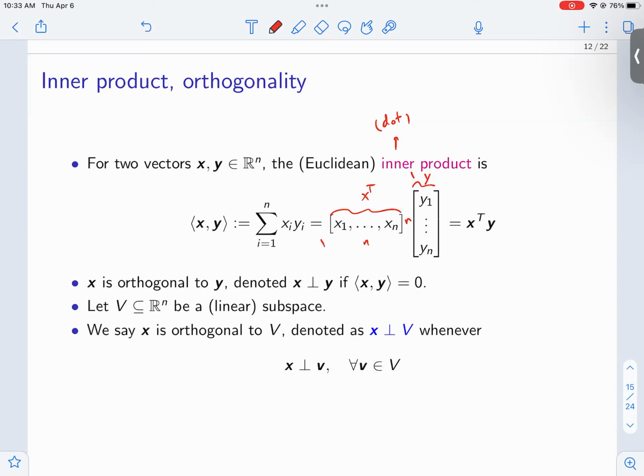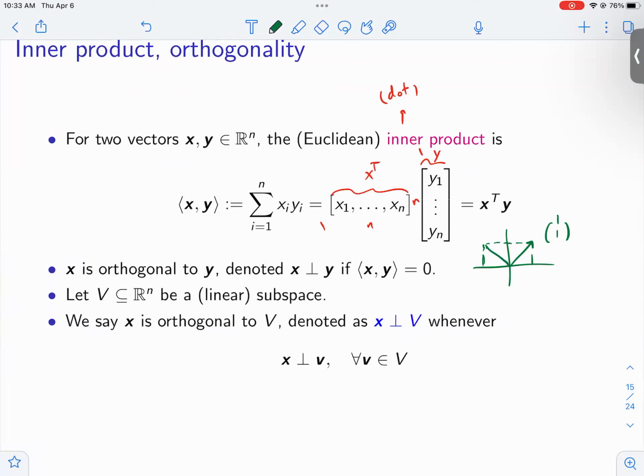X is orthogonal to Y, and we write X perp Y, if the inner product is zero. This matches your notion of orthogonality. If you view things in R2, for example, you have a vector like 1, 1, and then another one like 1, negative 1, or sorry, negative 1, 1. Then the inner product of negative 1, 1 and 1, 1 is 0, and they're really orthogonal. This works in higher dimensions too. That's how you can define orthogonality.